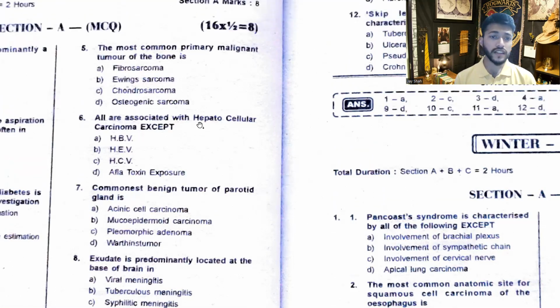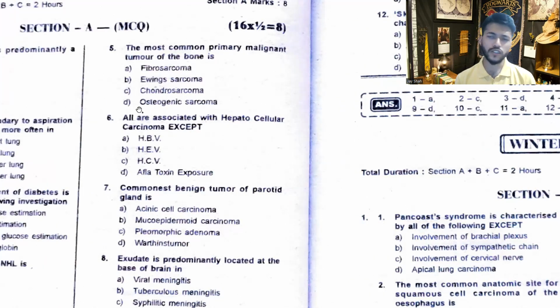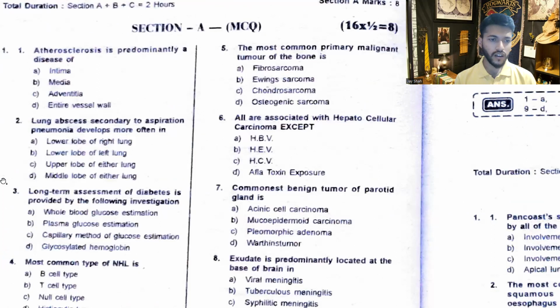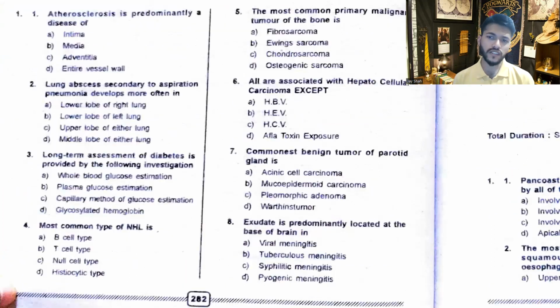All are associated with HCC: HBV, yes. HCV, yes. Aflatoxin exposure, yes. HEV, no. Hepatitis E virus does not cause hepatocellular carcinoma. Most common primary malignant tumor of bone has to be osteosarcoma. And which is the location? It is metaphysis. Most common type of non-Hodgkin's lymphoma is B cell type, right? Marginal B cell type.